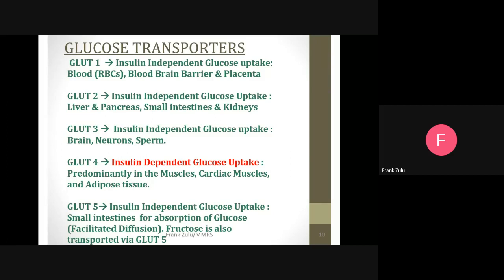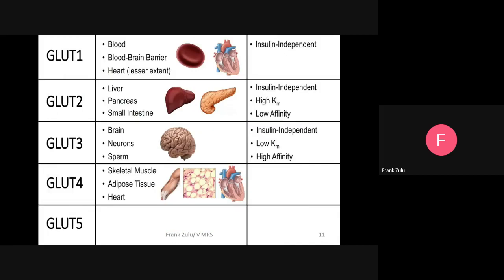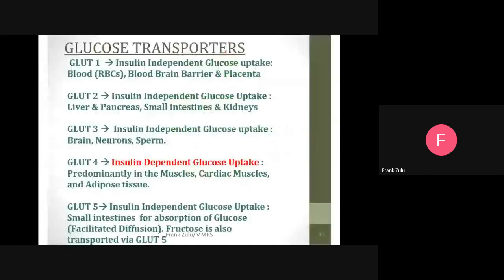GLUT5 is also insulin independent, but it is found in the small intestines. For the small intestines to be able to pick up fructose, they use GLUT5 as well as glucose itself. So this is a summary of all the GLUT transporters. I think I've explained them.